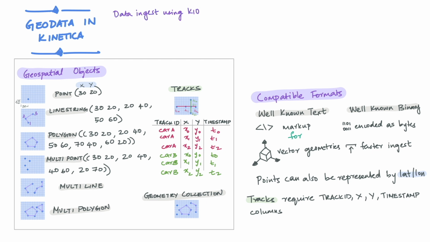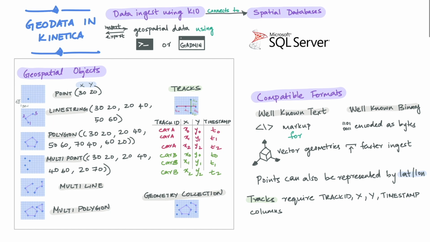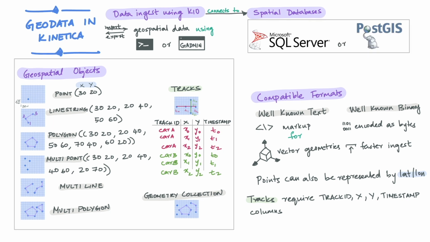Now let's look at how we can get geospatial data into Kinetica. Kinetica's data input and output tool, KIO, provides both a command line and a graphical interface to import and export tables with geospatial data in the compatible formats we discussed just now. In addition, KIO can also be connected to external spatial databases hosted on Microsoft SQL Server and PostGIS to directly import geospatial data into Kinetica from them.